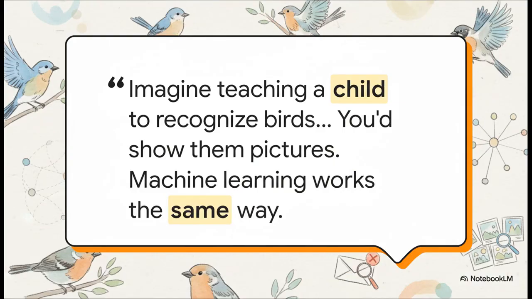This analogy here is just perfect. When you teach a child to recognize a bird, you don't give them a textbook of wing measurements and beak shapes, right? Of course not. You just show them lots of pictures of birds until they start to get it. That is the absolute core of machine learning, recognizing patterns by seeing lots and lots of examples.